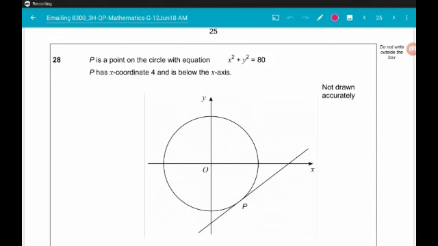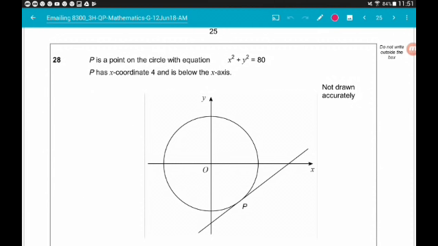Question 28, the grand finale. So we got equations of tangents. Now these are really worth being able to do. Look at this guy, it's worth 5 marks. So I'm putting my playlist for equations of tangents down below, which has all the separate skills that we need.